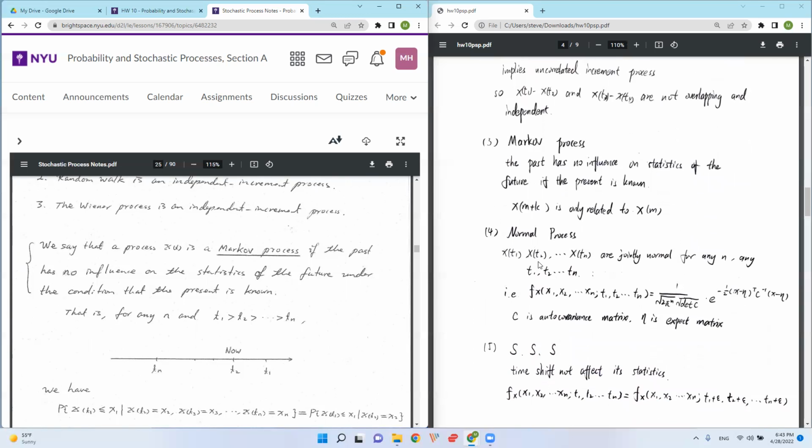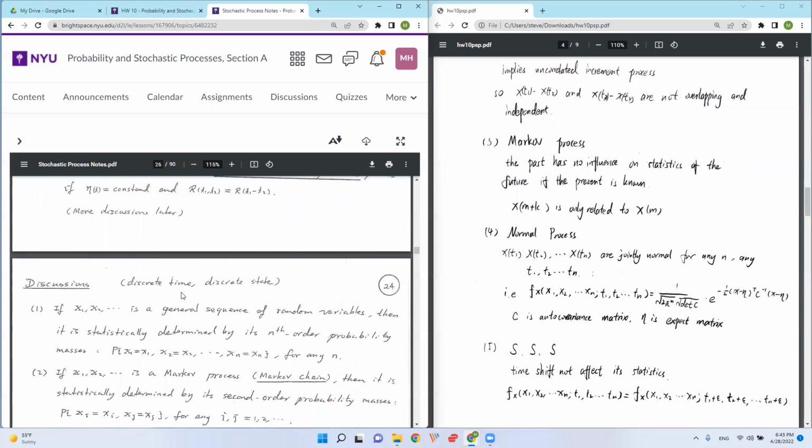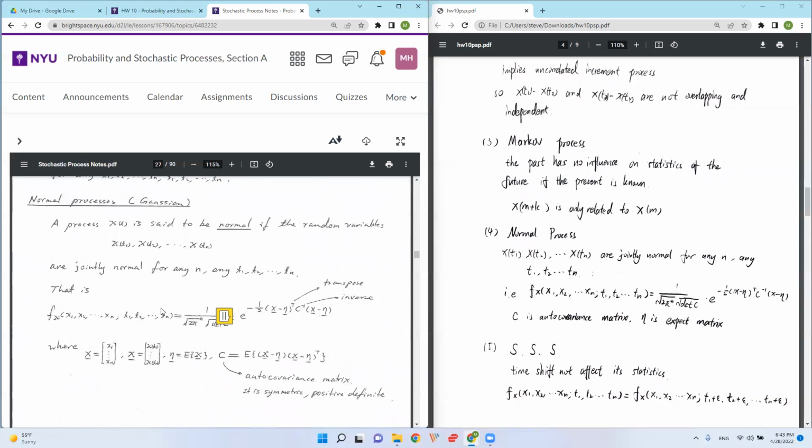The normal process says that x(t1), x(t2), all the way to x(tn) are jointly normal for any n and any t1 to tn. And here is the function explaining the same thing. This C is the covariance matrix, and this eta would be the expected value matrix, and the entire thing just explains the normal process.